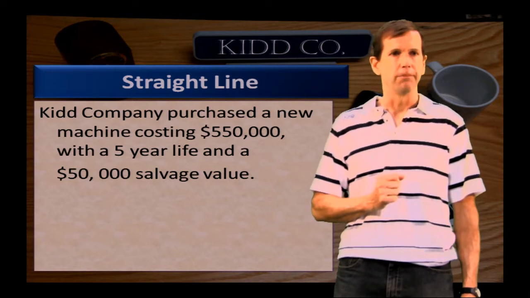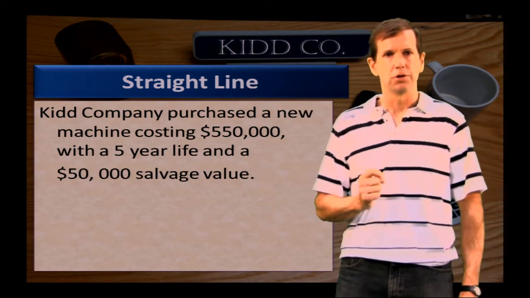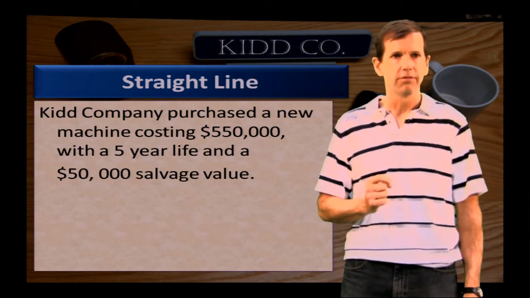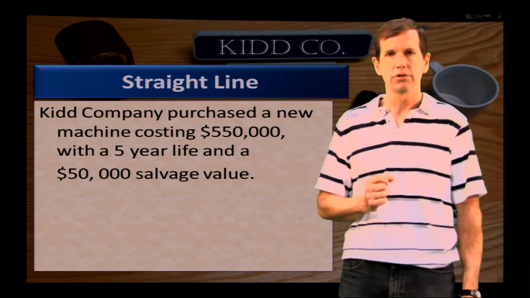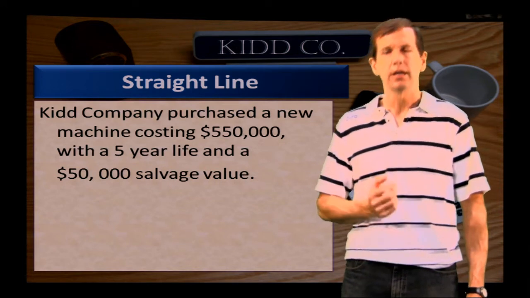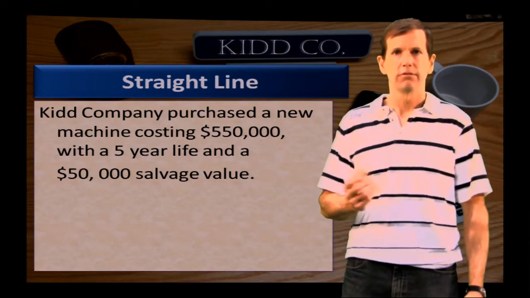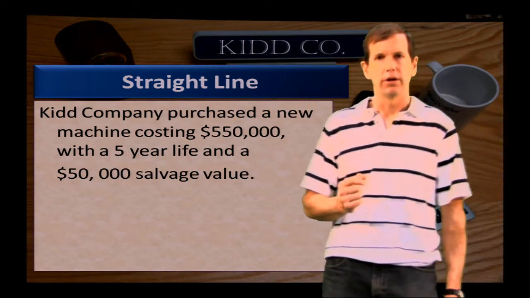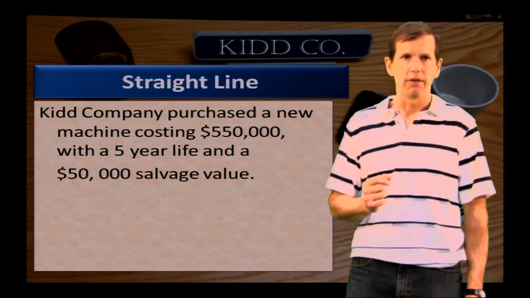First off, straight line. It says Kidd Company purchased a new machine costing $550,000 with a 5-year life and a $50,000 salvage value. We estimate that the machine will last 5 years. And then at the end of the 5 years, we estimate that it'll have about a $50,000 salvage value.